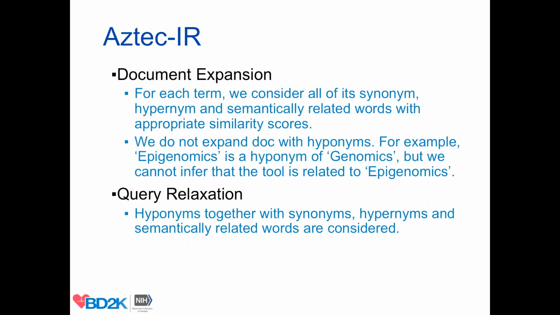In this stage, we want to expand the sequence with synonyms, hypernyms, and semantically similar terms. One thing I want to emphasize is that we do not expand the documents with hyponyms. Imagine a tool is related to genomics. We cannot say it is also related to epigenomics, which is a hyponym of genomics. But for the query expansion, the hyponyms are utilized since users are likely to look for information from concrete categories of genomics.